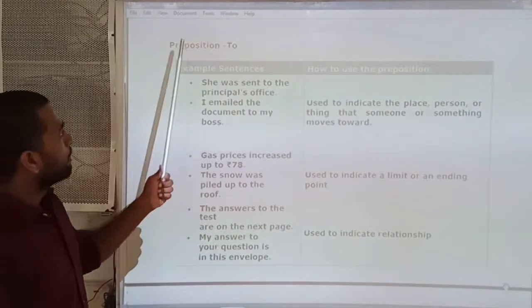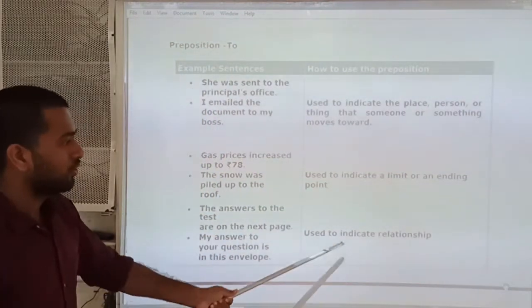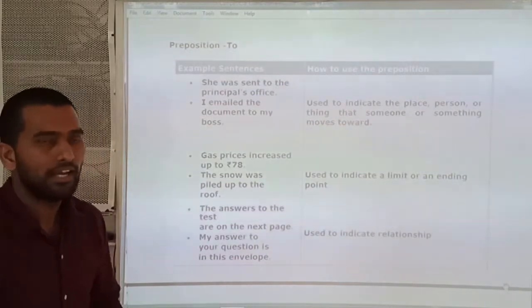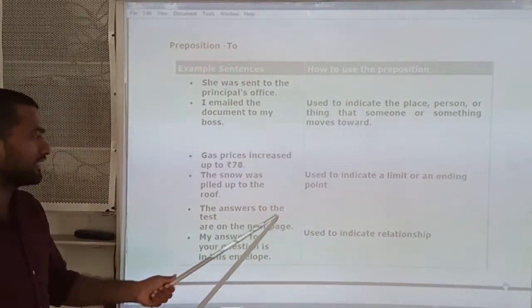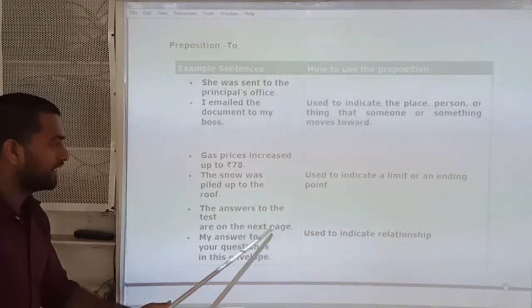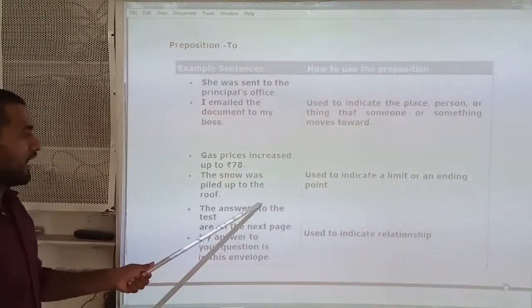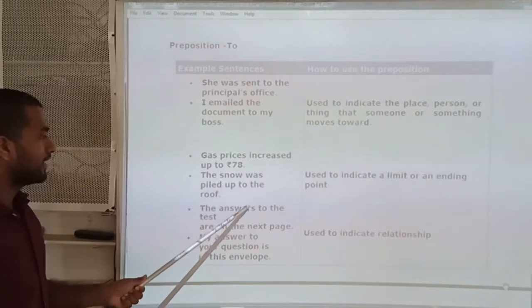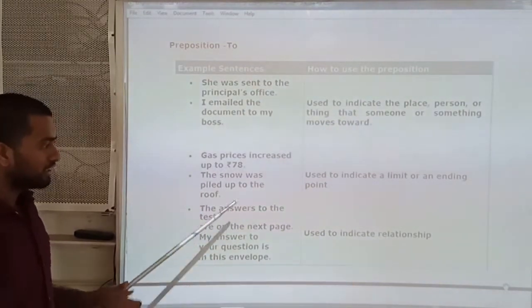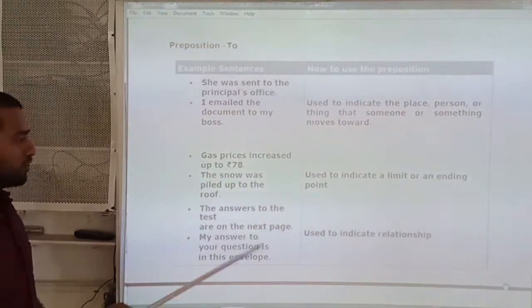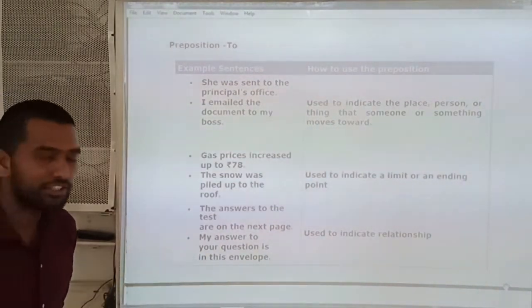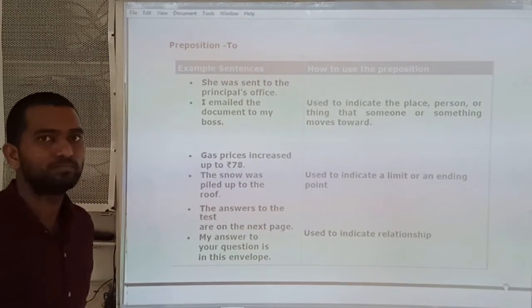Next, preposition to is also used to indicate a relationship. A relationship means, see the examples. The answers to the test are on the next page. See, answers are related to the test. So there is a relationship between these two words, answers and test. So when we need to indicate the relationship, we use the preposition to.